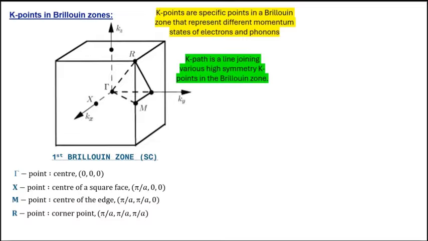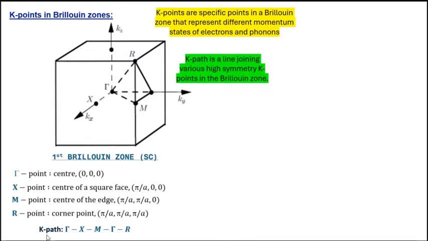The most common and suitable K path is from the center of the Brillouin zone, that is from the gamma point, to the center of the face, that is point X, and then from the center of the face to an edge, that is from X to M, then from the edge of the Brillouin zone back to the center of the Brillouin zone, that is from M to gamma, and then from the center to the corner of the Brillouin zone, that is from gamma to R.